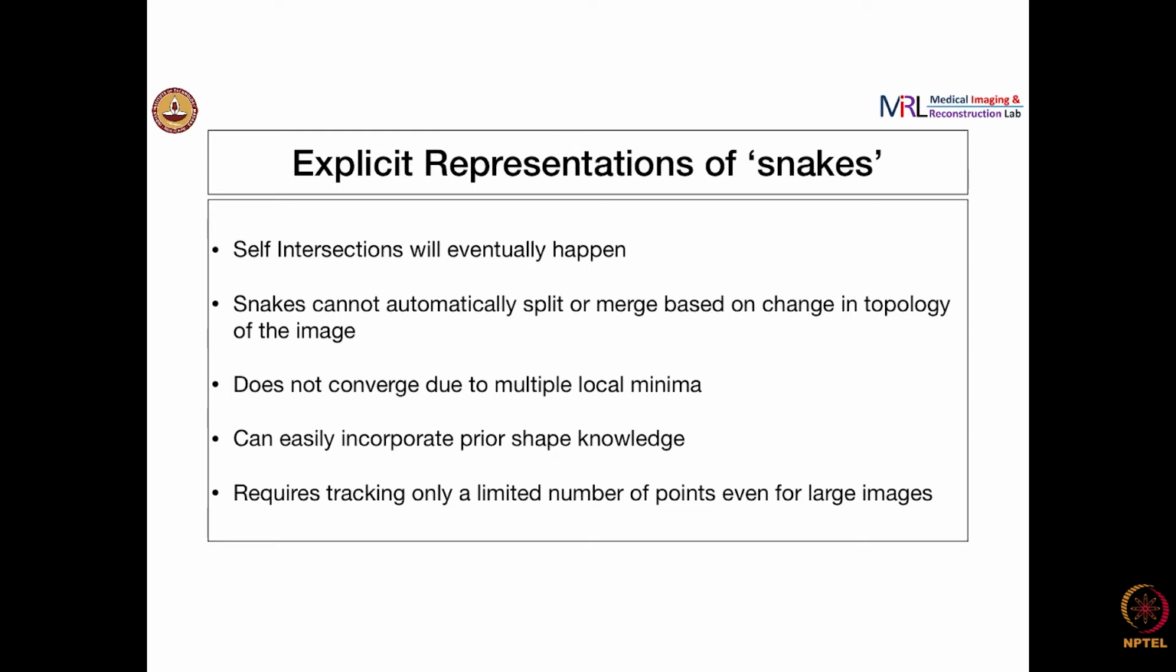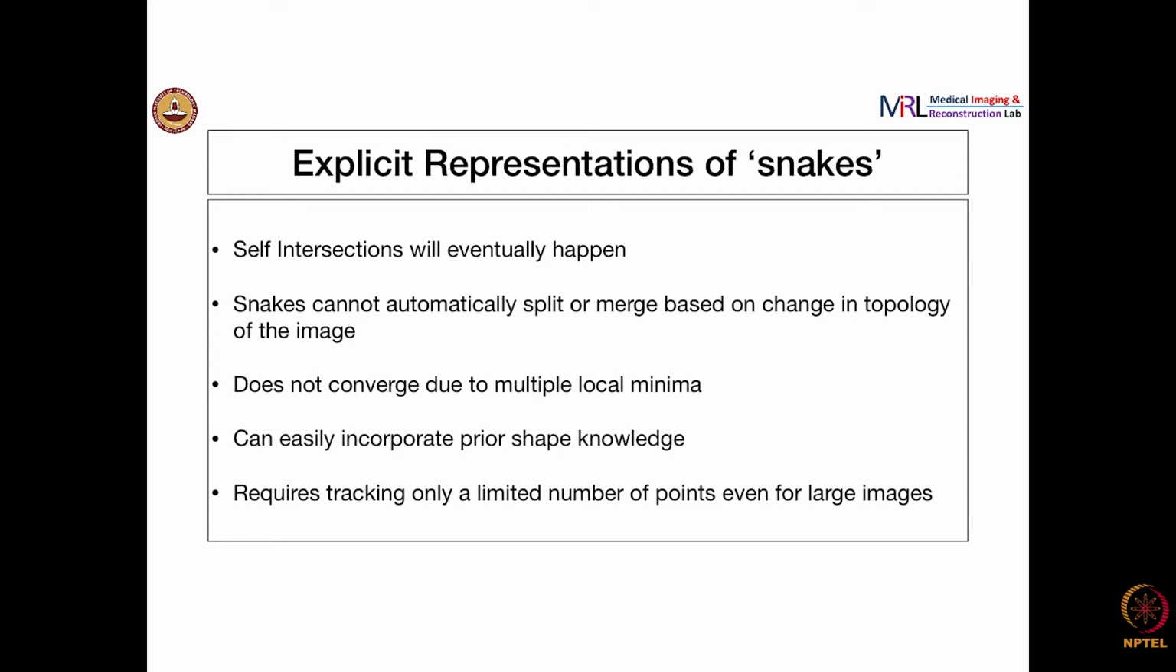Okay, and in general, convergence to local minima will occur because of the gradient term. There are going to be quite a few noisy pixels in an image, and eventually those will contribute to the local minima. So that problem is always there, right? But the advantage is that you can incorporate prior shape knowledge. We'll look at this in next week's lectures, and you also have the advantage that you only have to track a limited number of points, even for very large images.